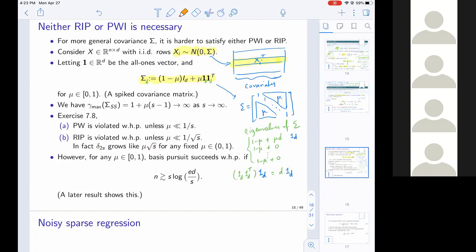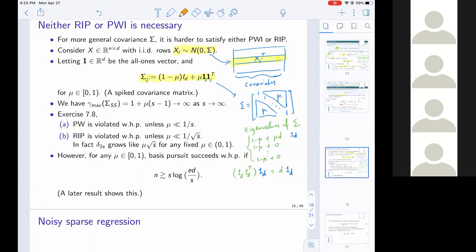So again, you can see RIP has fewer restrictions, but still the restriction is severe. As s becomes large, you can't have any non-vanishing correlation. However, you can show that the restricted null space property is satisfied for any mu between 0 and strictly less than 1. So no matter how big mu is, as long as it's less than 1, which is the maximum it can be to keep this matrix positive semi-definite. Except 1, which is a corner case, for all the other values you have the restricted null space property, and so basis pursuit succeeds with high probability.